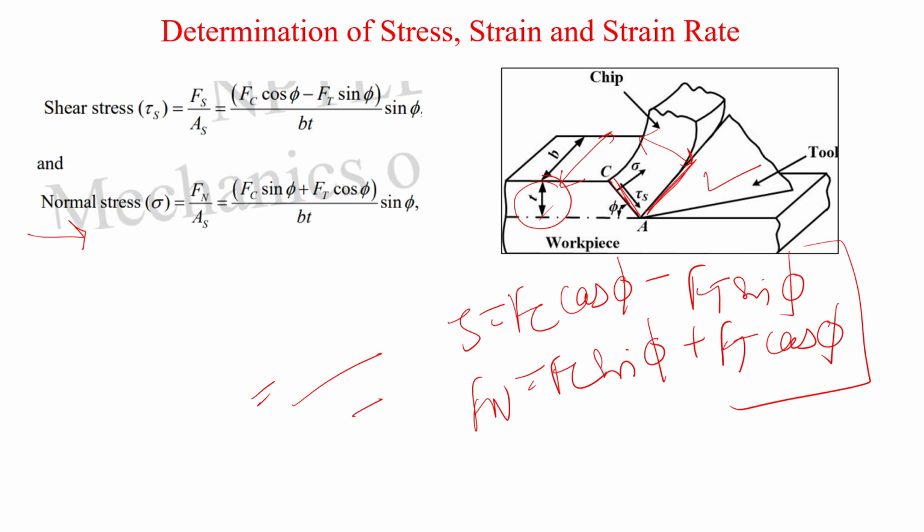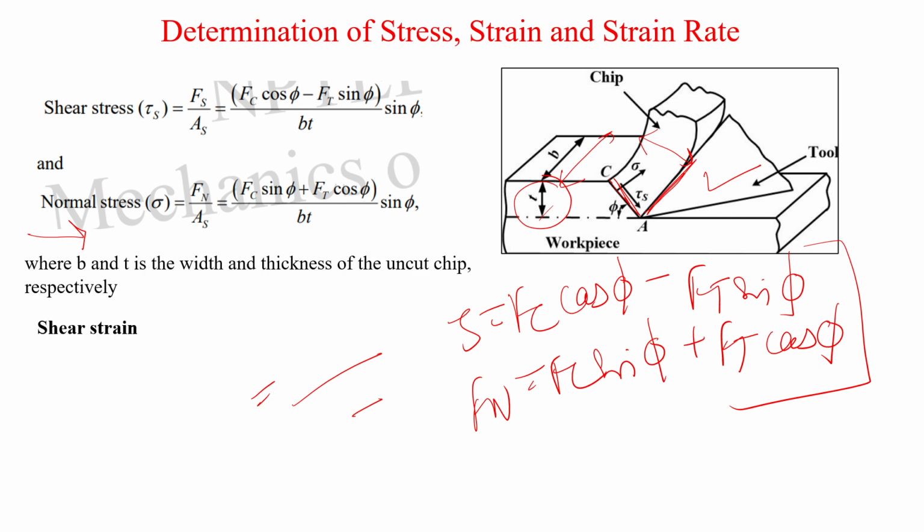Similarly, you have seen how to find the shear stress and the normal stress, where B is the width and t is the uncut chip thickness. Now we have already seen before how to find the shear strain, which is equal to tan(phi minus alpha) plus cot phi. I'm just writing the formula here.